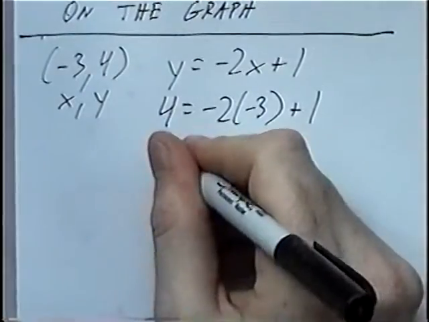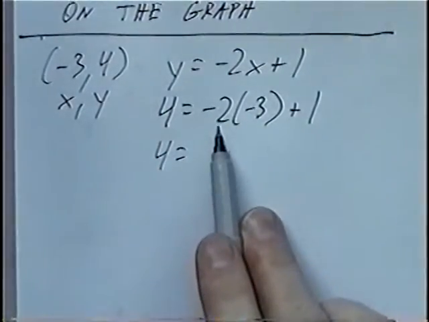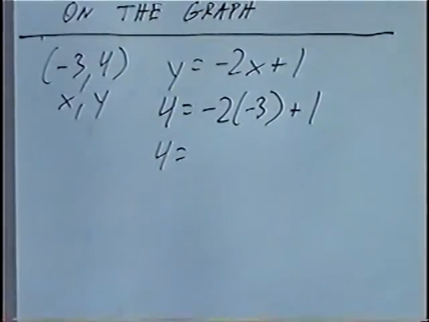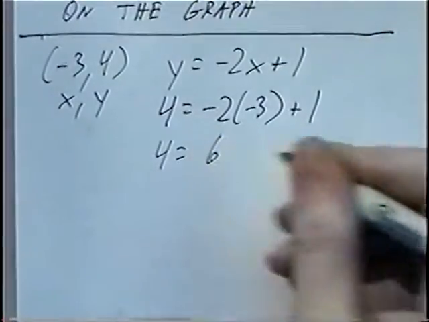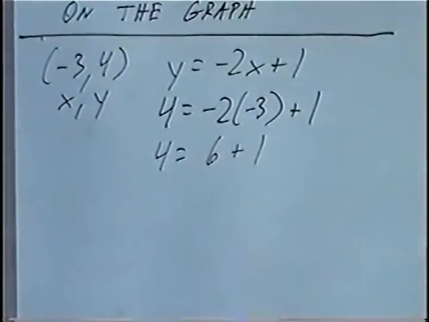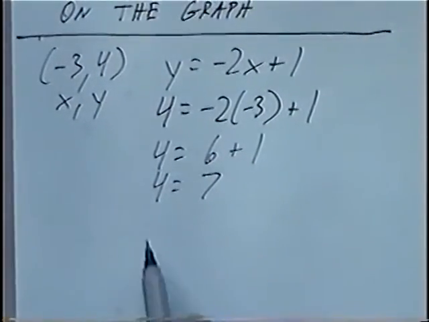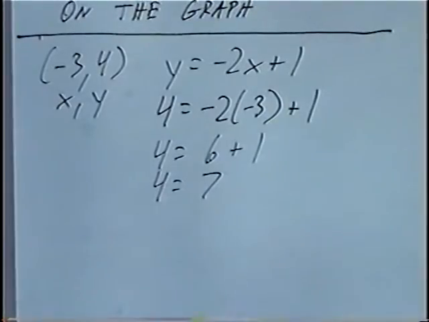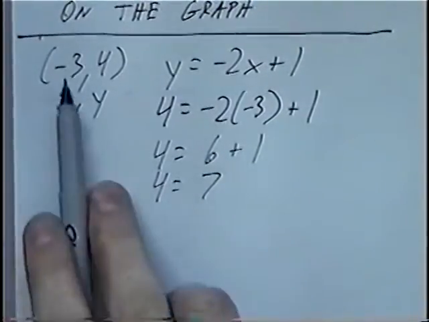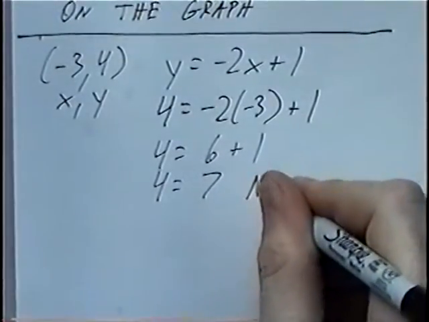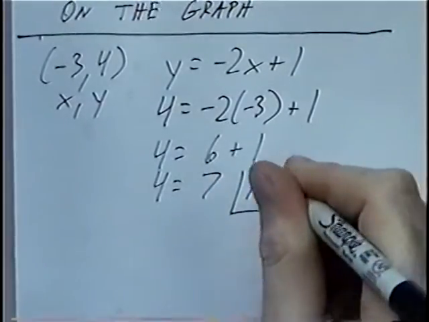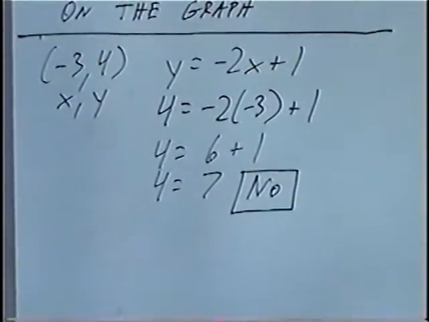Solving the equation, 4 equals -2 times -3 would be 6 and plus 1. 4 equals 6 plus 1 would be 7. 4 does not equal 7. So the question is if this point lies on the line, and the answer would be no, because 4 does not equal 7.